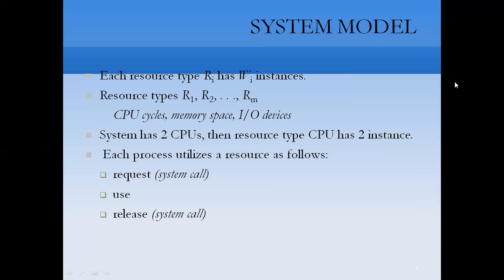A set of processes is in a deadlock state when every process in the set is waiting for an event that can be caused only by another process in the set. The events with which we are mainly concerned here are resource acquisition and release, and the resources may be either physical resources or logical resources. Logical resources means files, semaphores, monitors, etc.